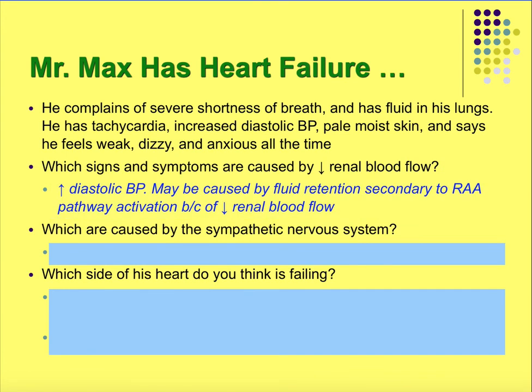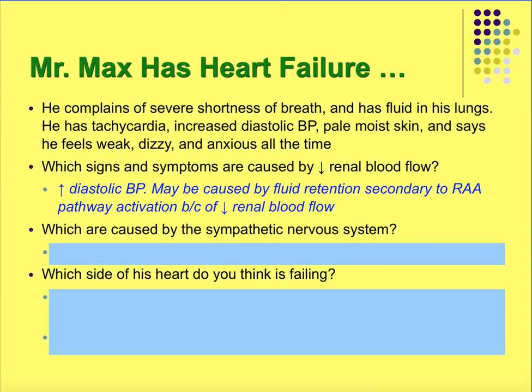When you have low blood going to your kidneys, we're going to see an increase in diastolic pressure. If you recall, when we have low blood going to the kidneys, this is one of the things that can stimulate the release of renin. And if you recall renin, the RAA, it will increase fluid reabsorption in the kidneys, increasing our blood pressure.